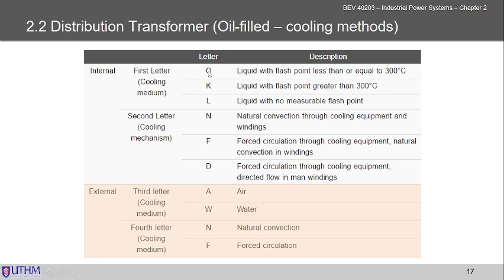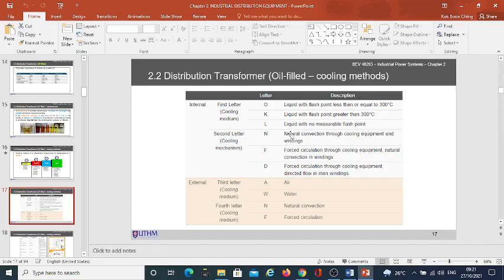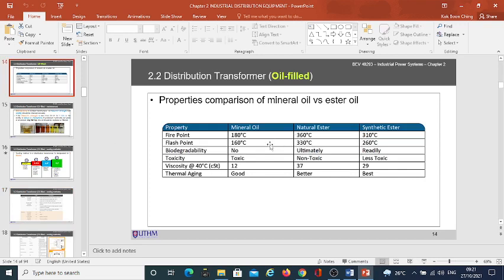For the O, when you purchase the transformer and you see the first letter is O, that means the flash point is less than or equal to 300 degrees Celsius. You can imagine that 300 degrees Celsius is only for the mineral oil. So it's impossible to use the natural ester, because natural ester is 330, and this one is only 160. It could be synthetic ester as well, 260.